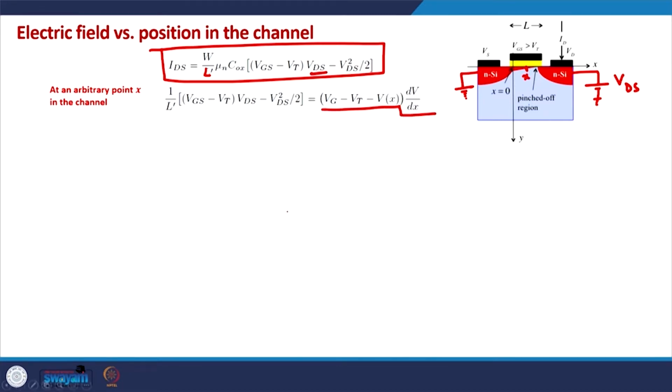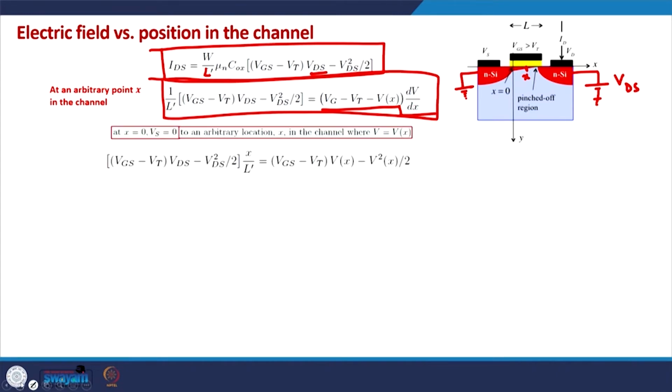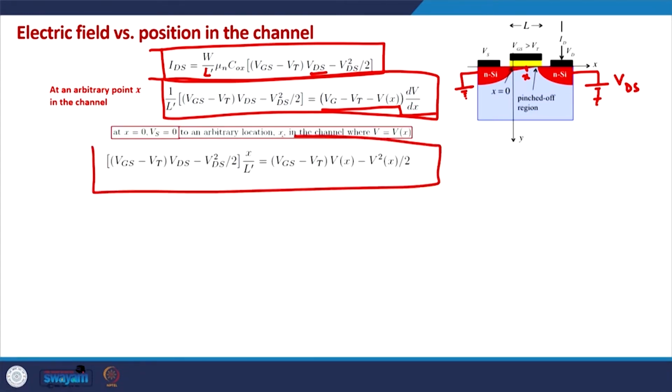Since in steady state the current is uniform and constant throughout the channel, we can put these two expressions of the current equal to each other. If we integrate this equation from x equal to 0 to x equal to any arbitrary value of x, this gives us a quadratic equation in Vx.